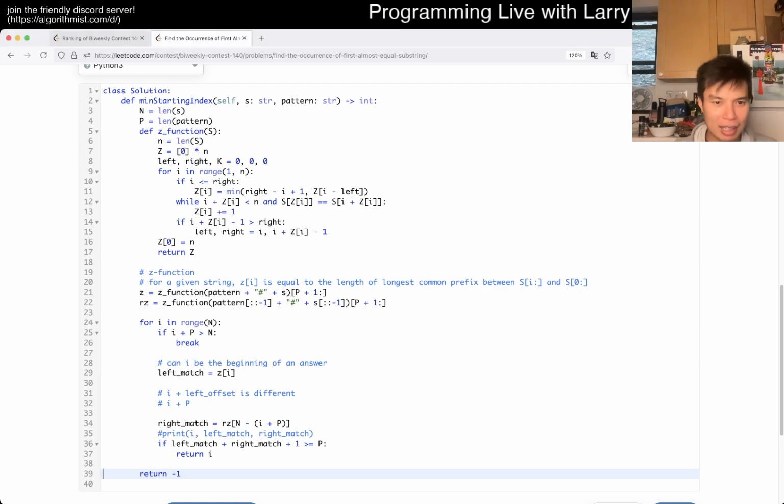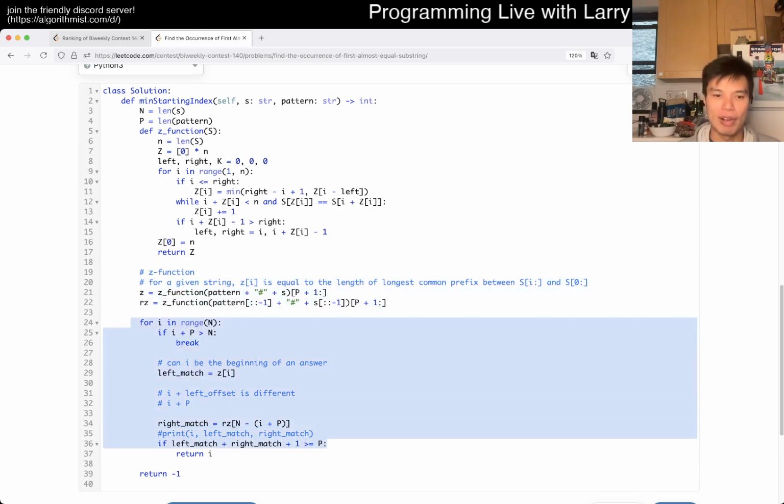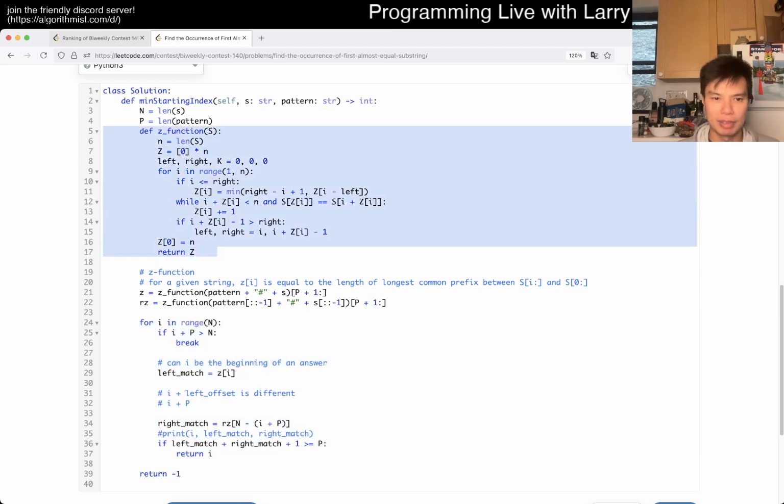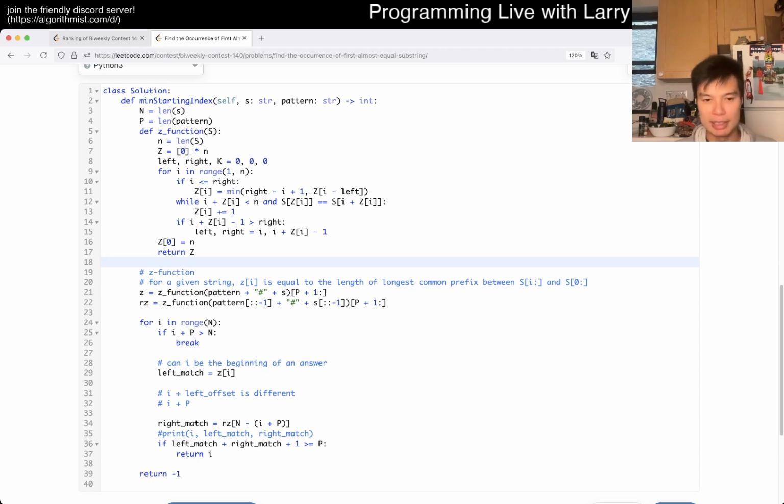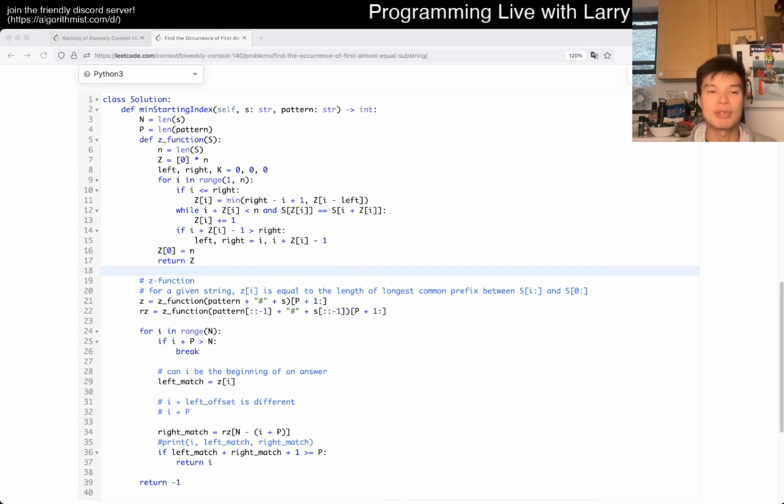Oh, complexity. So the thing about the Z function is that this is linear, n plus p. This is n plus p, just reversed, and this is O of n. So everything is n plus p linear time. In terms of space, this is O of n plus p as well, but you know, we only chop it off. So linear time, linear space, and that's what I have for this one. Thanks for watching, and you can watch me solve it live during the contest next.